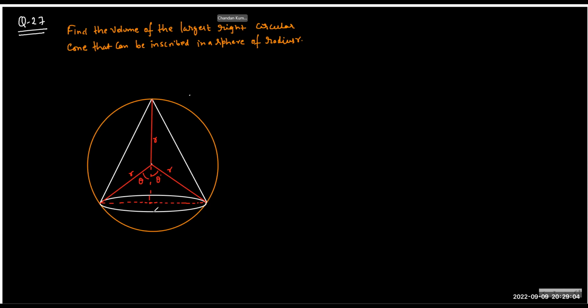So what is the volume of a cone? 1 by 3 pi, the radius of the base, which I don't know, let's call it x, and the height, let's call it h. But the problem is here x and h are unknown. So can we express x and h in terms of r? Tell me, guys.